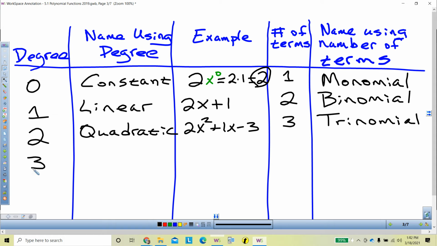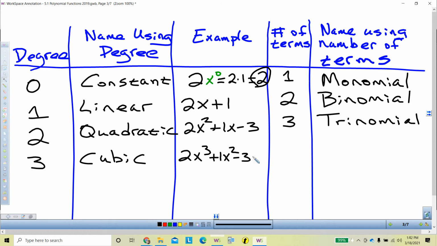Third degree is called the cubic. I think of a cube with 3 dimensions. That's how I remember the term cubic. 2x cubed plus 1x squared minus 3x plus 1. So now we have 4 terms. Anytime you have 4 or more terms, it's called a polynomial. Poly means many. Polynomial.